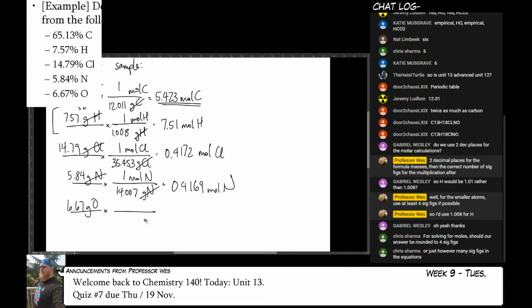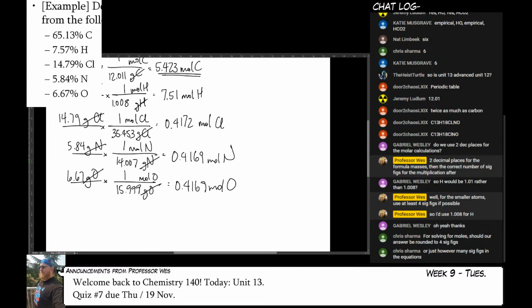And then grams of oxygen, moles of oxygen. 1 mole of oxygen, 15.999. And that number is the same as the number we got for nitrogen. All right, so I'm going to scroll this down a little bit, and I'm going to write my pseudo formula.